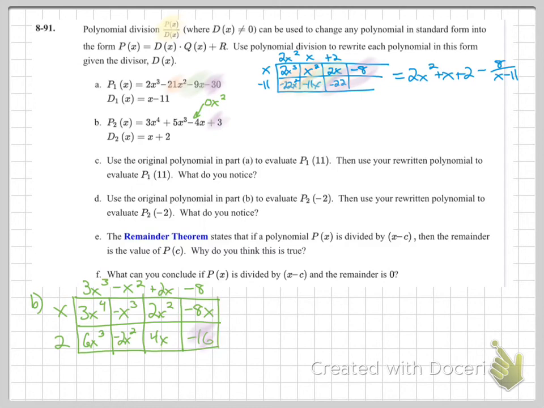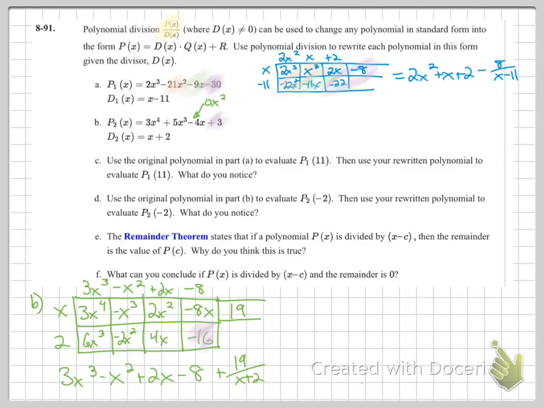So I need a remainder. I need a positive 3 to be my constant, so my remainder needs to be 19. So long division for B ends up equaling 3x cubed minus x squared plus 2x minus 8 plus 19 over x plus 2.